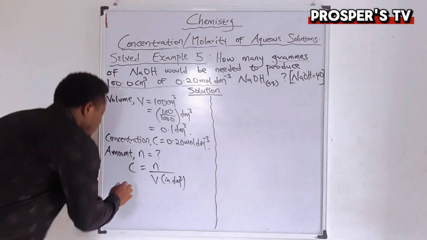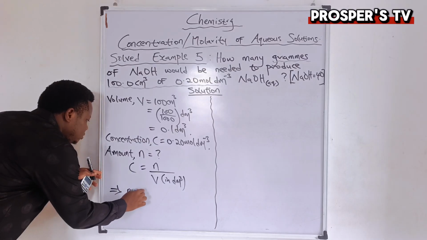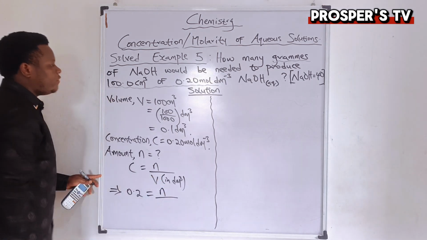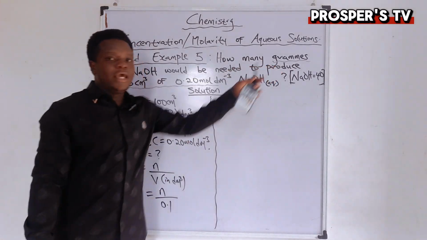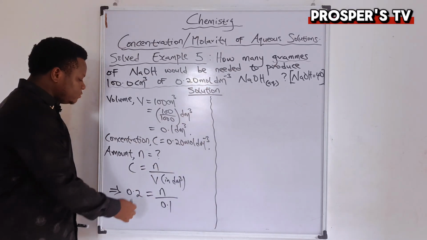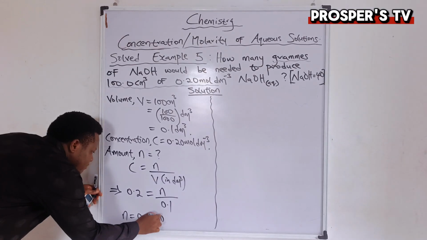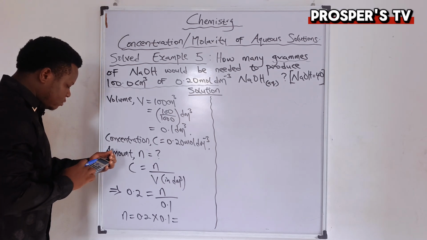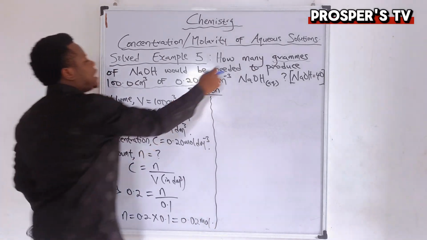So from here, let's substitute. In place of concentration, it was given to be 0.2. You say equal to, the amount is unknown, so N divided by your volume, which was given to be 0.1. Take note, your amount in this case is not in grams, it's in moles. Why are we saying so? Because this concentration is molar concentration, which is mole per dm cube. So by the time you cross multiply, N is equal to 0.2 times 0.1, which would give you 0.02 moles.